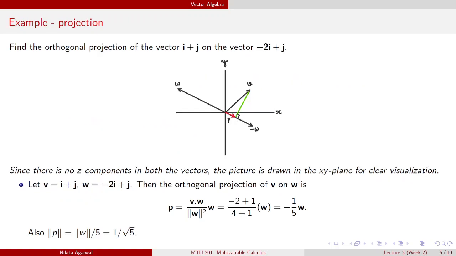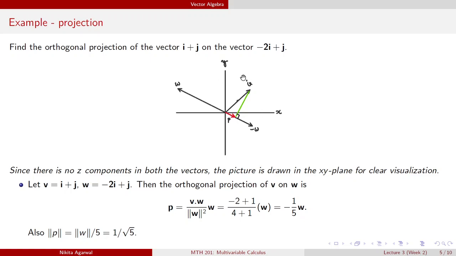All right. So now let us look at an example of projection. I have deliberately chosen this example because theta turns out to be obtuse here. So actually see that the projection is in the negative direction of W. And so these are the two vectors. I'm calling i plus j as V and minus 2i plus j as W. And since there is no k coordinate or z component in both the vectors, we have drawn this picture only in the xy plane for clear visualization.